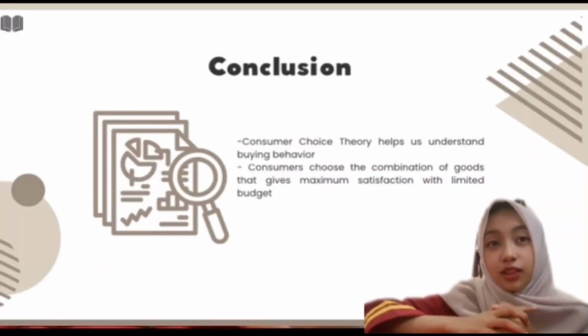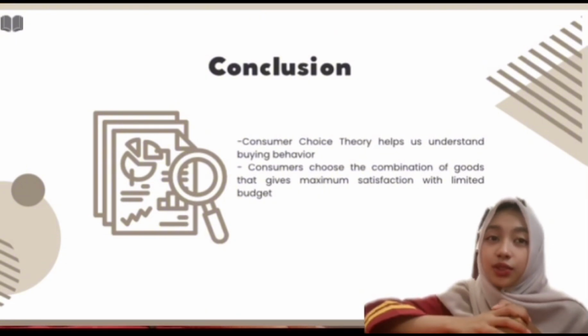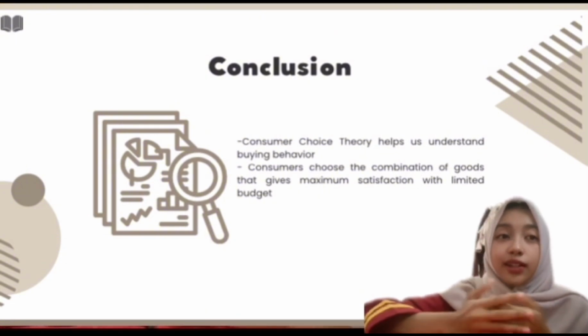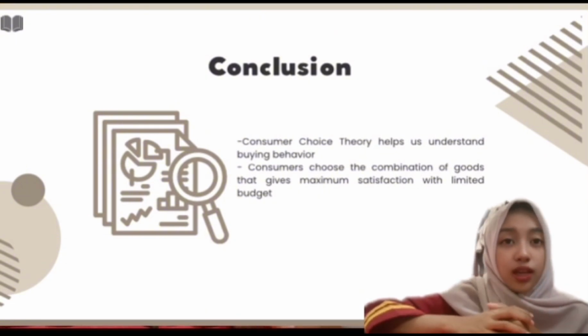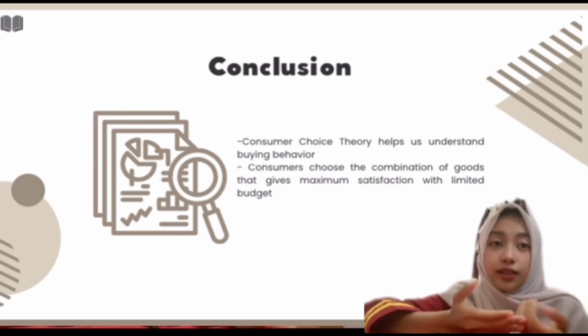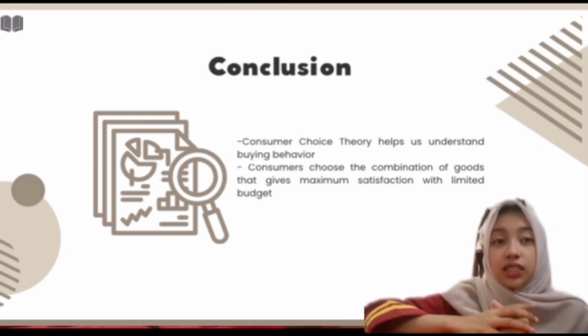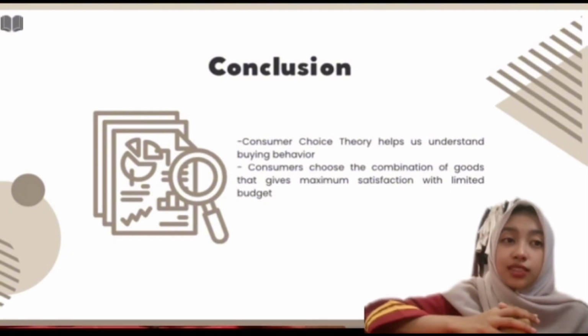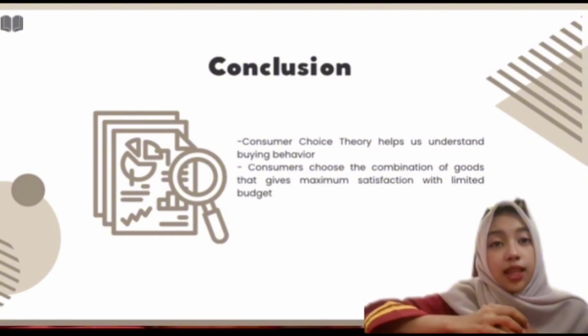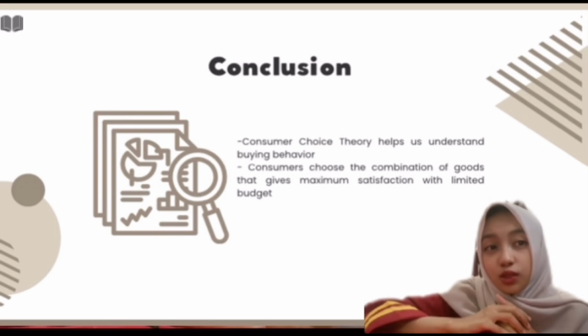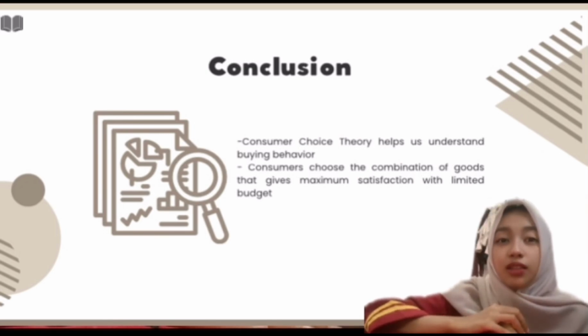Next, conclusion. To conclude, consumer choice theory helps us understand why and how people make buying decisions. The main point is consumer choice: the combination of goods that gives the maximum satisfaction with a limited budget.